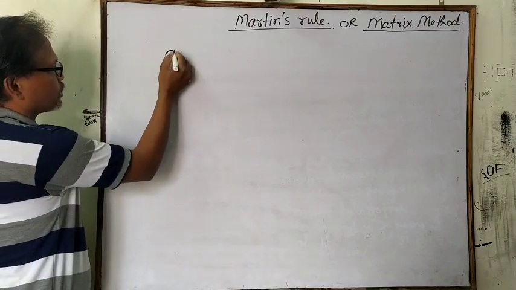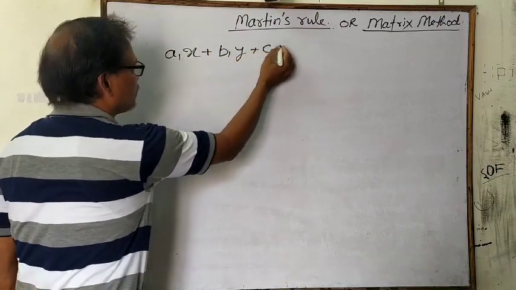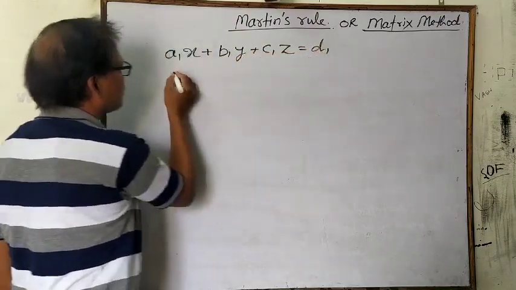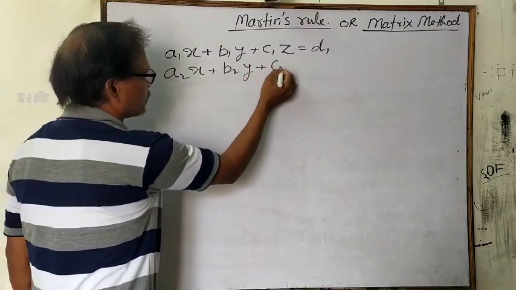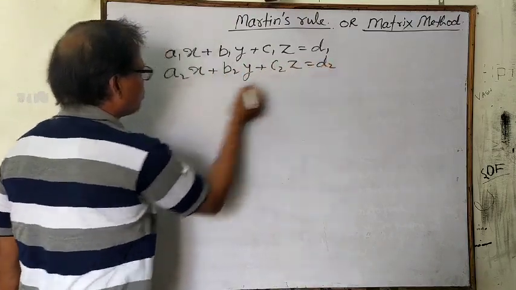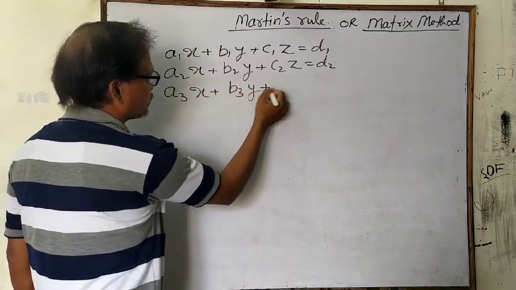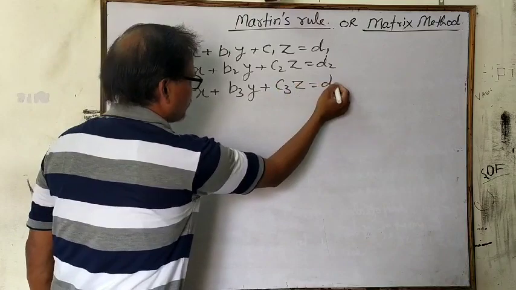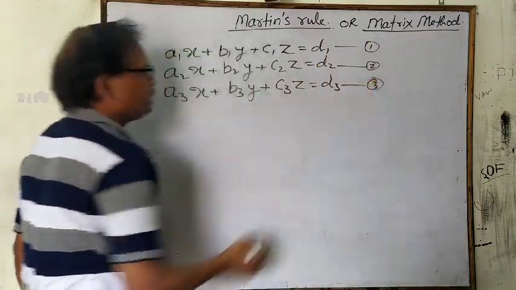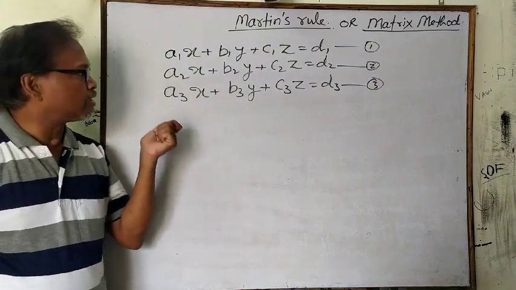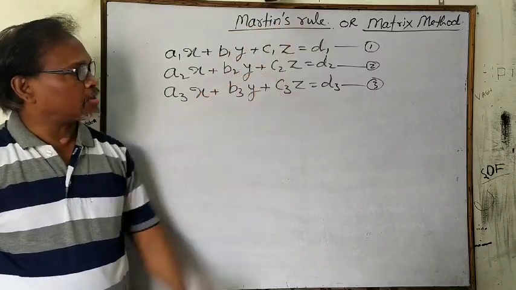If you have the equations a1x + b1y + c1z = d1, a2x + b2y + c2z = d2, and a3x + b3y + c3z = d3, then how do we find the values of x, y and z by using the rule?